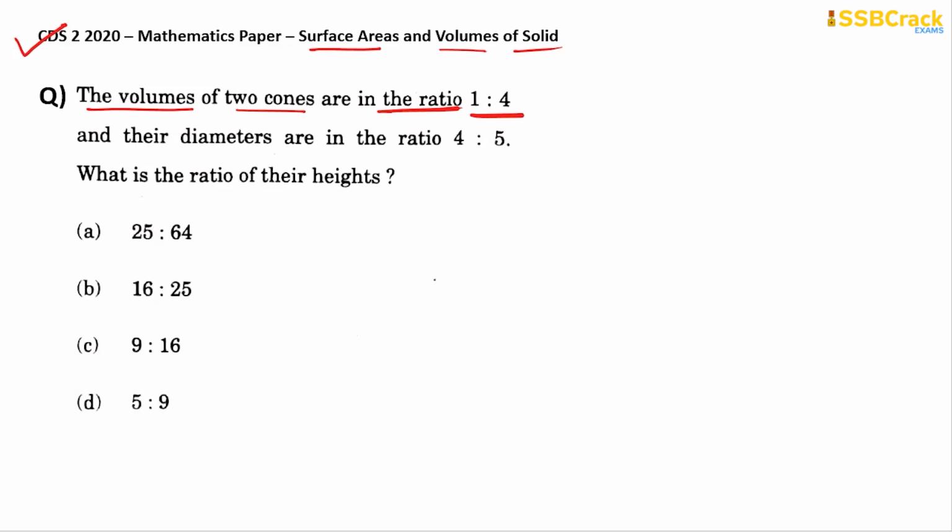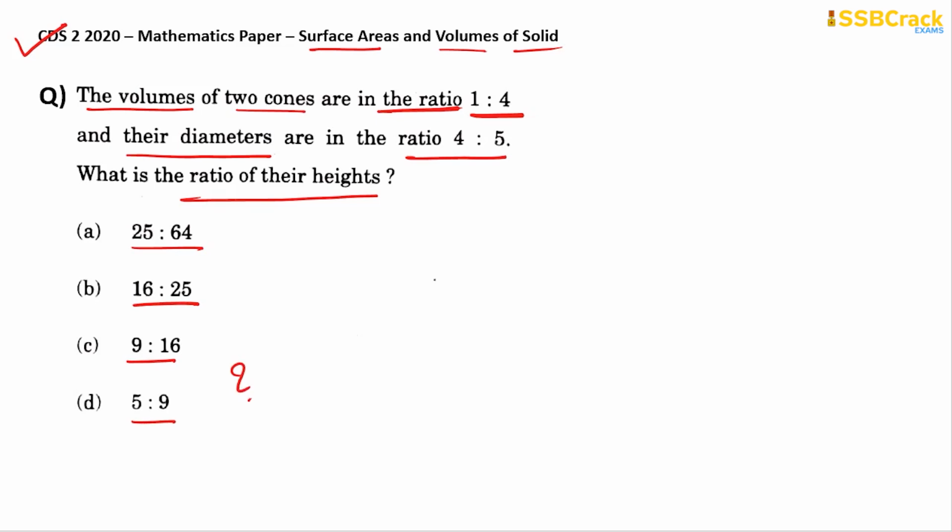There are two cones and the ratio of their volumes is 1:4. They are given that their diameters are in the ratio 4:5. So, what is the ratio of their heights? Is it 25:64, 16:25, 9:16 or 5:9?